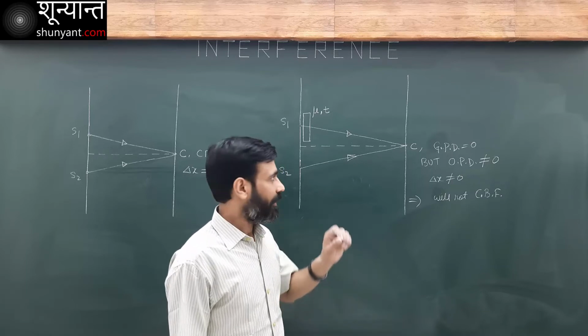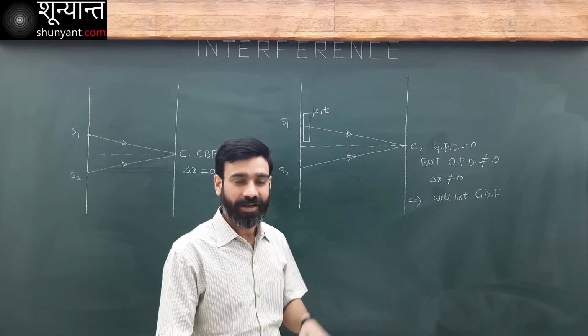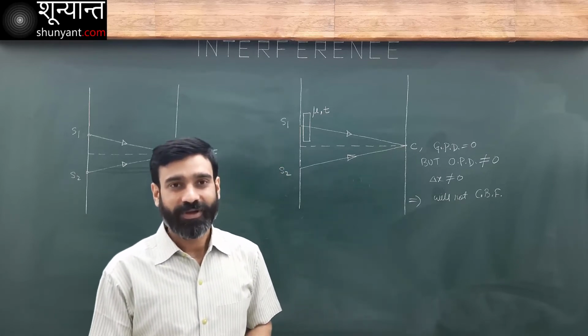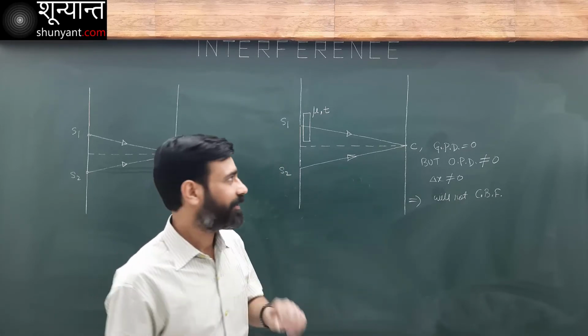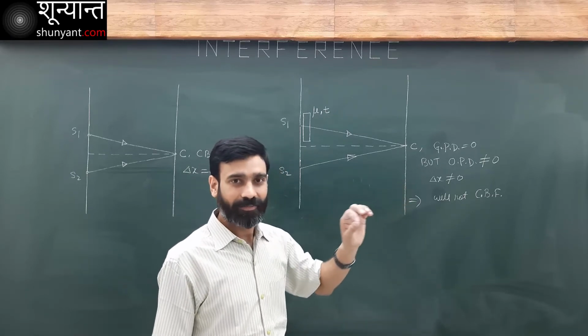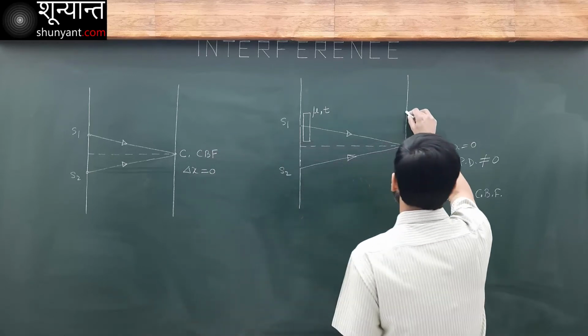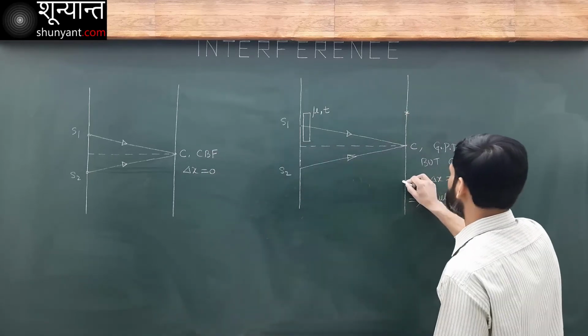Okay. Now, if I do not get the central bright fringe here, then where will I get it? I will get it somewhere else, wherever the optical path difference becomes 0. Now, does it become 0 above this point or below this point?